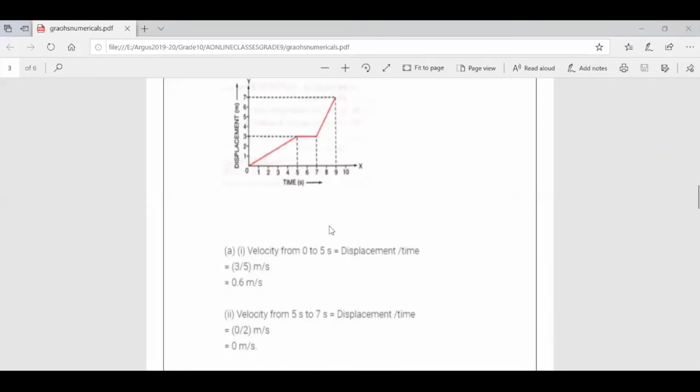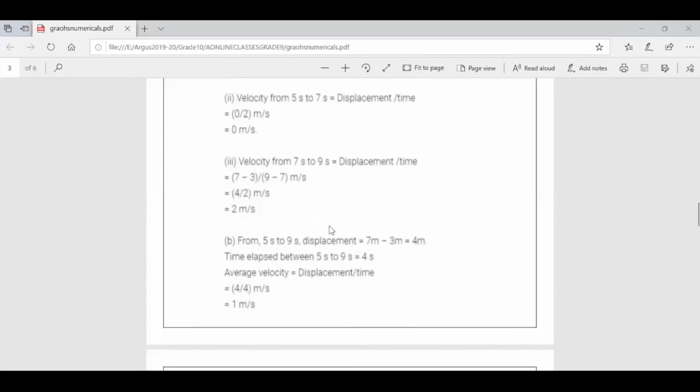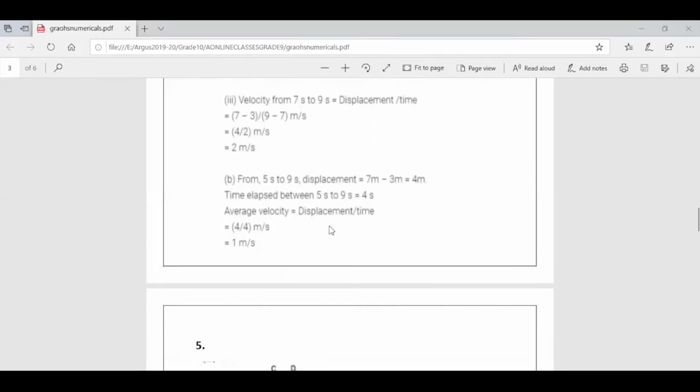So let us see how it is being calculated. From 5 to 9 seconds, displacement is 7 minus 3, 4. Time elapsed is also 4. So average velocity is displacement upon time. So 4 upon 4, so 1 meter per second.